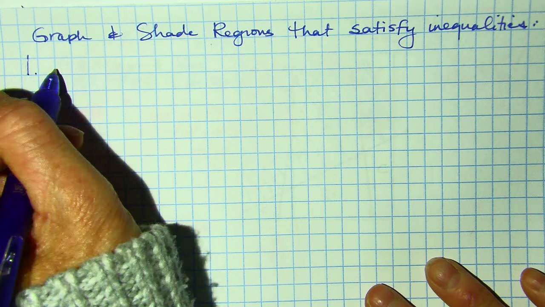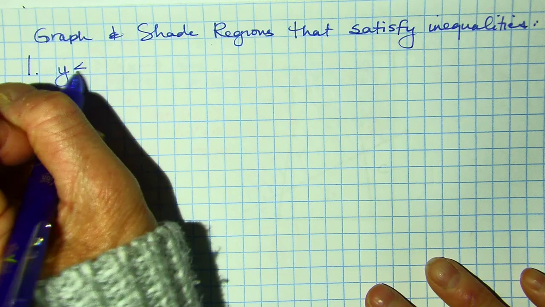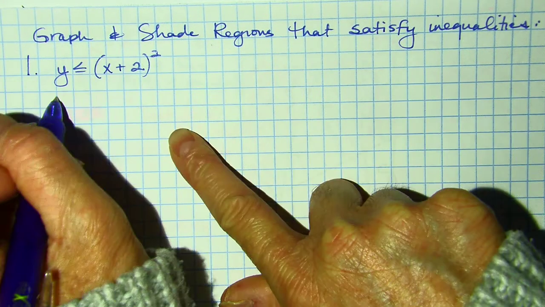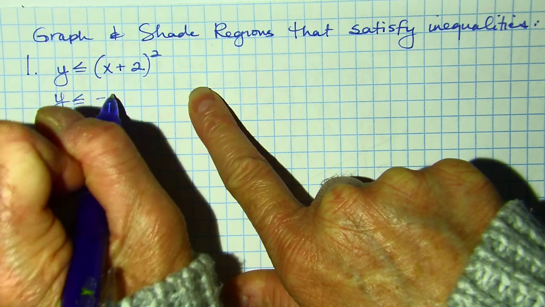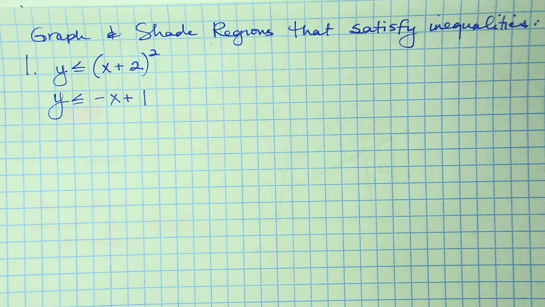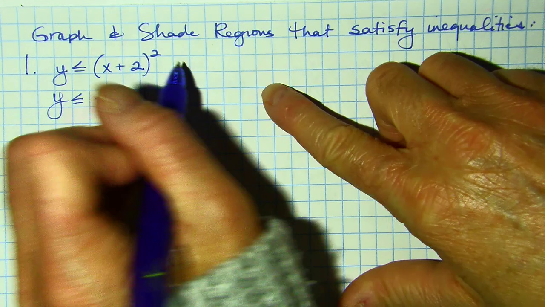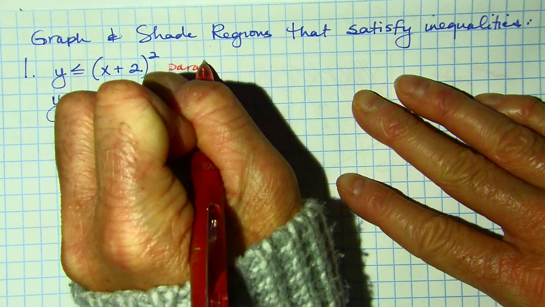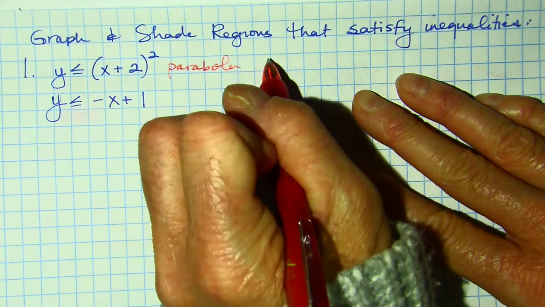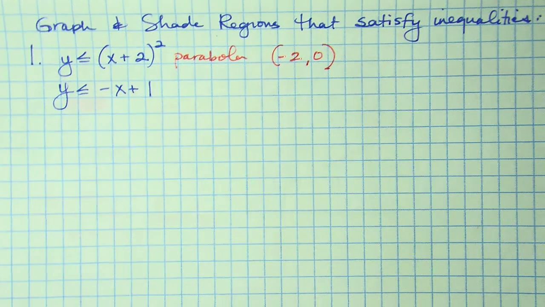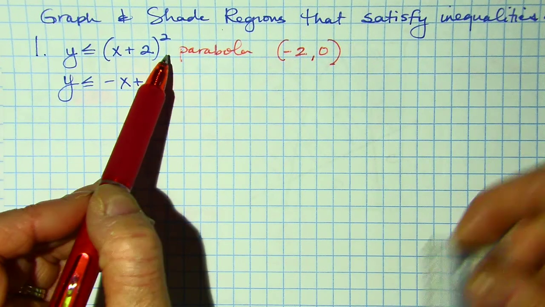So number 1, y is less than or equal to x plus 2 squared, and the bottom, y is less than or equal to negative x plus 1. Now, I told you this section was long, so hang in there with me. I'm going to grab a couple things. So this first one is a parabola. My vertex is negative 2, 0. I know that because k out here is 0.